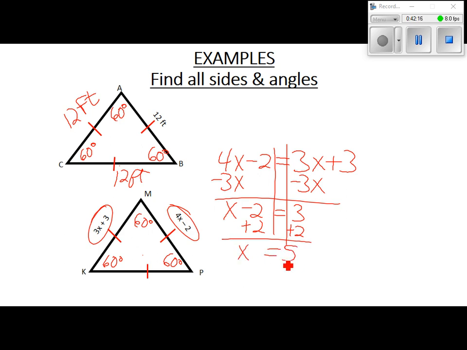That's not what they ask us to find. They ask us to find each side, so I'm going to come back over here and plug in 5 for x. So 3 times 5 plus 3, 3 times 5 is 15, plus 3 is 18. So this side's 18. Well, if this side's 18, then this side's going to be 18, and this side's going to be 18.